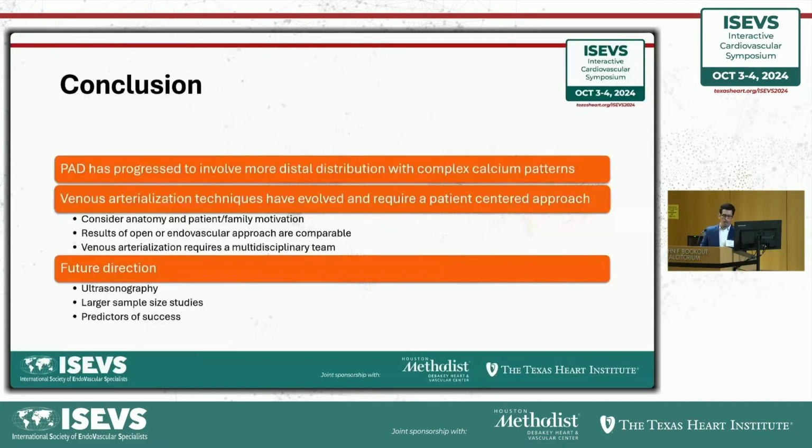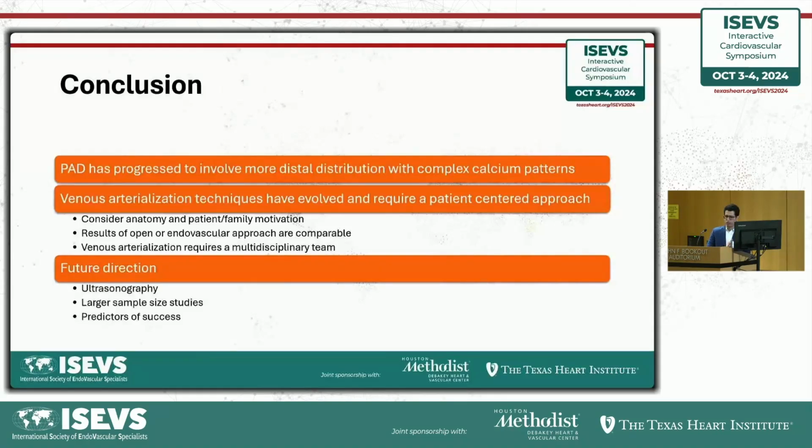So to conclude, peripheral arterial disease has progressed to involve more distal distribution and complex calcium patterns. Venous arterialization techniques have evolved and require a patient-centered approach, similar to what we have heard here earlier about having aortic centers. I think advanced limb salvage requires the same, so you can have a multidisciplinary team and the adequate procedures and follow-up for these patients. We have to consider the anatomy, the motivation of the patient, and the family support. And when we consider arterialization, we have to consider that anatomy to be able to offer the best for that patient.